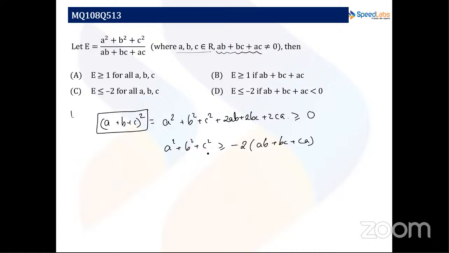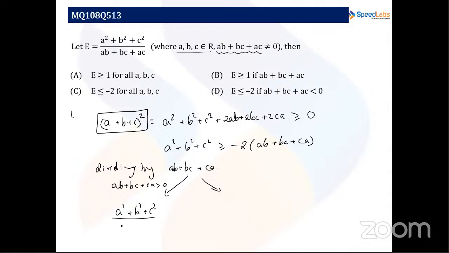Now, if we divide both sides by ab plus bc plus ca, then we would have two conditions. If ab plus bc plus ca is greater than 0, then the sign of inequality won't change, so that will be greater than or equal to minus 2. If ab plus bc plus ca is negative, then the sign of inequality will change.